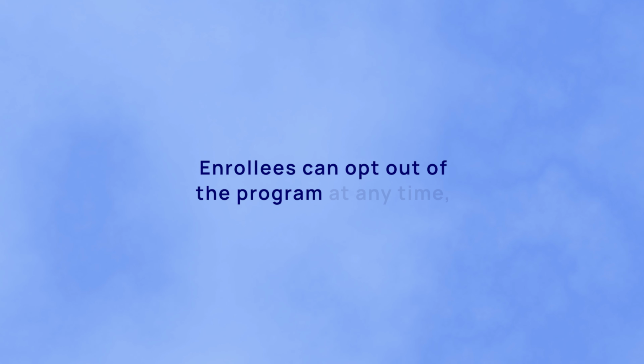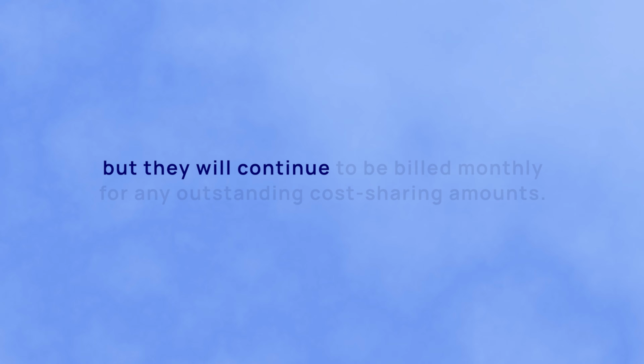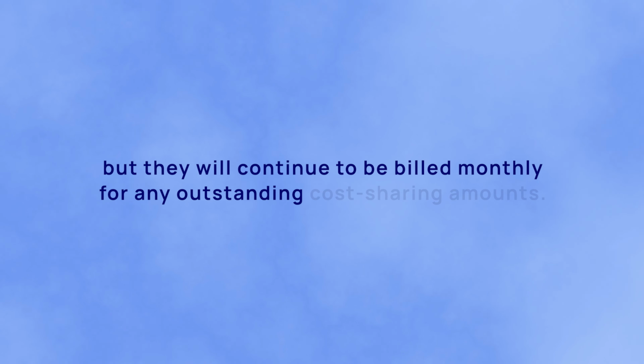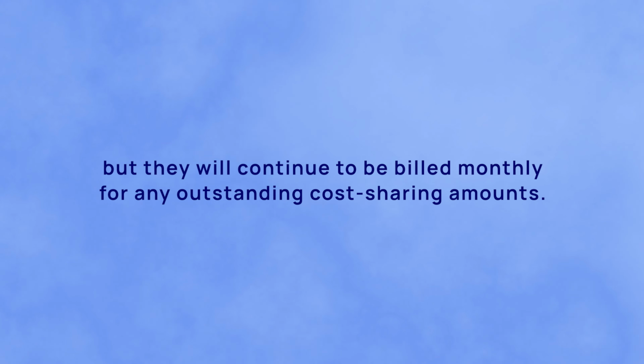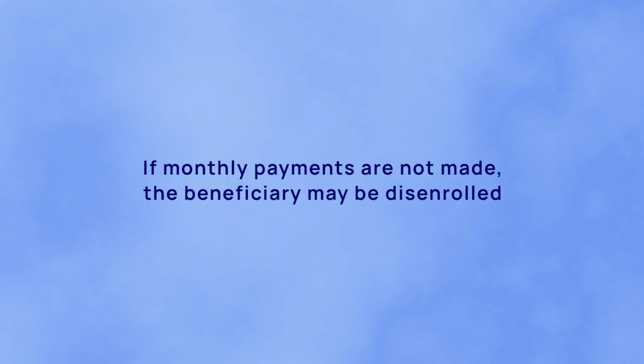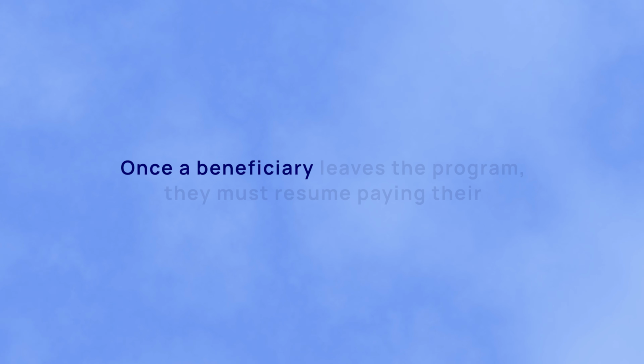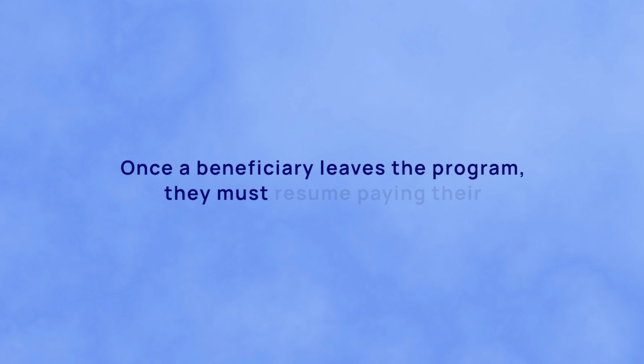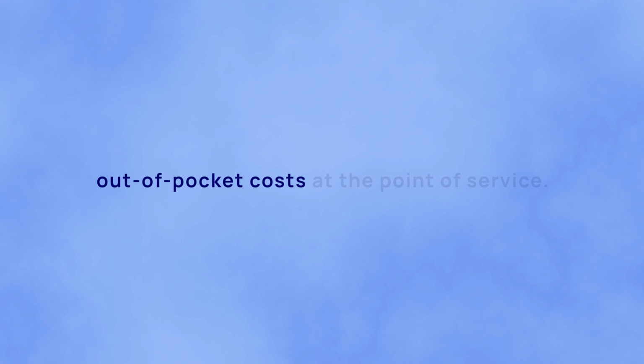Enrollees can opt out of the program at any time, but they will continue to be billed monthly for any outstanding cost-sharing amounts. If monthly payments are not made, the beneficiary may be disenrolled from the program, though not from the Part D plan itself, after a specified grace period. The plan may also allow the beneficiary to repay the full remaining balance in a lump sum. Once a beneficiary leaves the program, they must resume paying their out-of-pocket costs at the point of service.